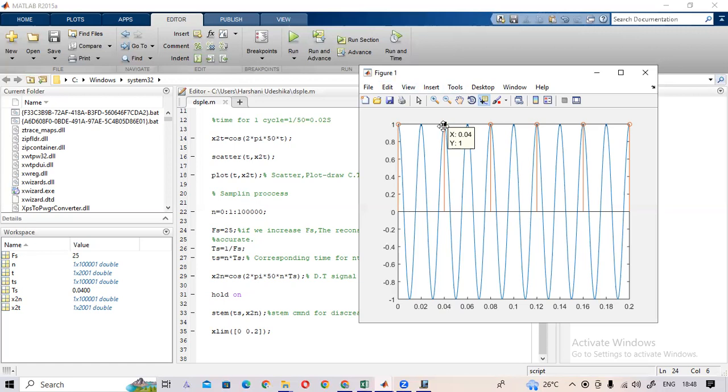So this is the first sample. Again here that is 0.08, that means again after 0.04.